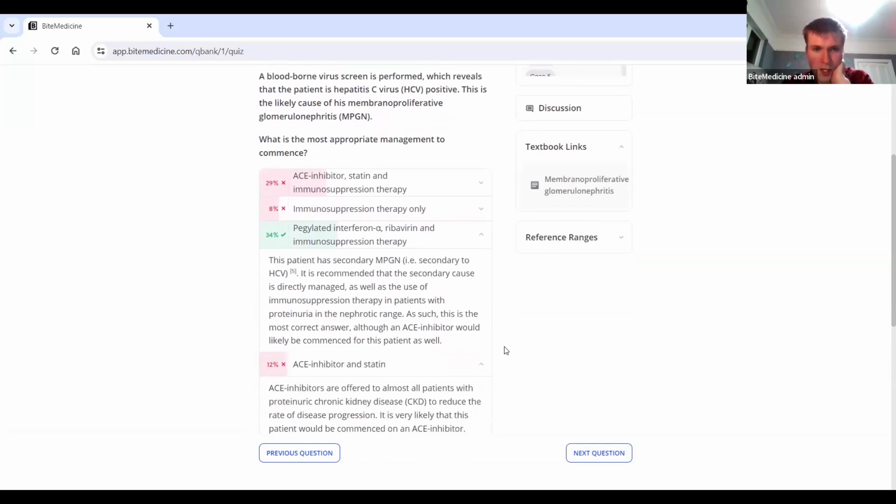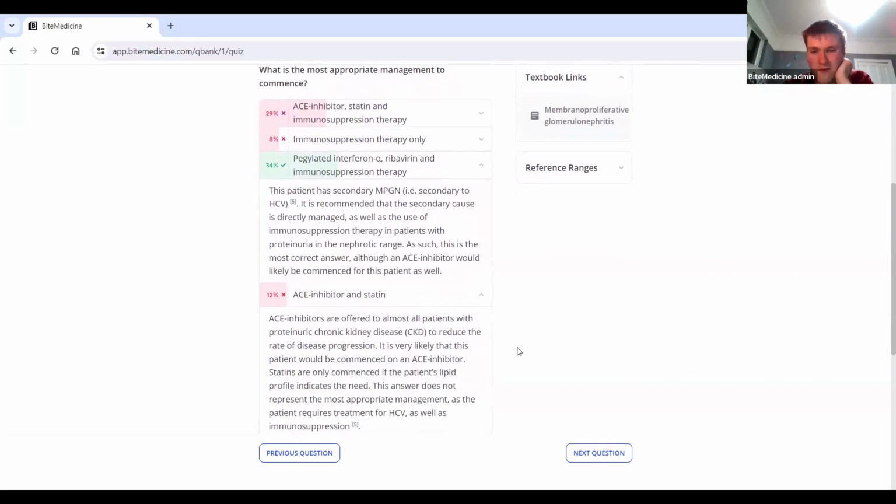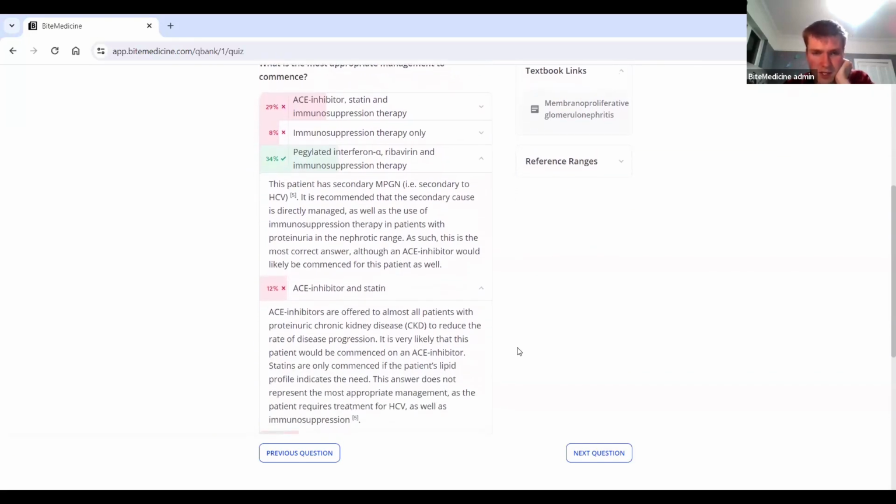Oh, no. So this patient has secondary MPGN. It's recommended that the secondary cause is directly managed, as well as the use of immunosuppression therapy in patients with proteinuria in the nephrotic range. As such, this is the most likely correct answer, although an ACE inhibitor would likely be commenced. Oh, come on. You'll find these questions, guys. Any question bank, the ones where you go, ignore.